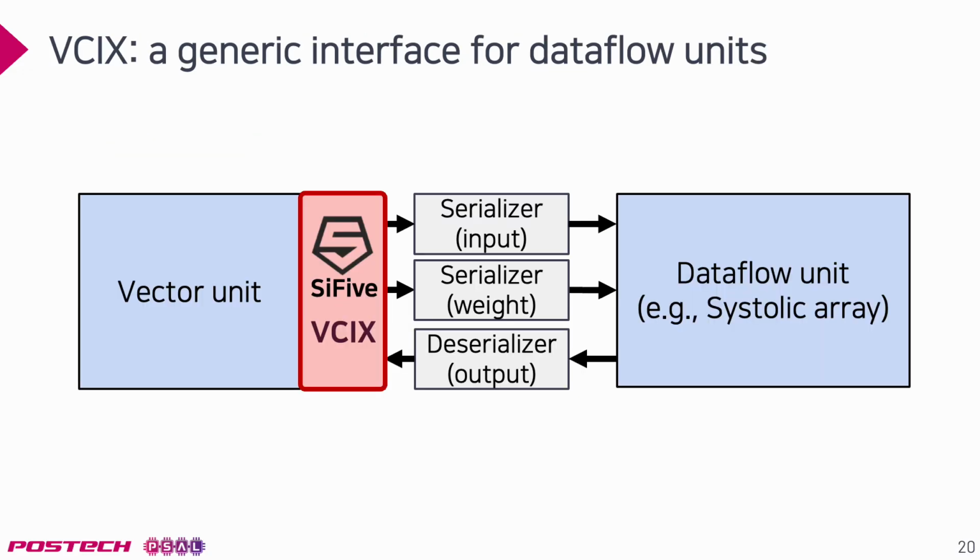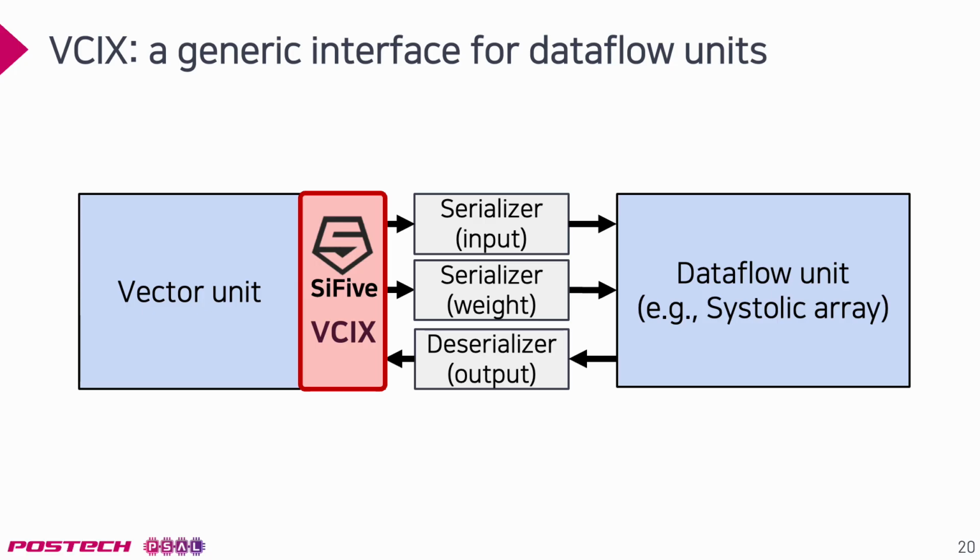Let's talk more about the extensions for RISC-V. I briefly mentioned that we adopt VX for the interface between the vector unit and the data flow unit. This is a wide interface that can provide vector data directly from the vector unit, such as the vector register file, to the data flow unit. This is useful because the data flow unit requires a wide interface to take many input data at once and produce many output data at once as well.